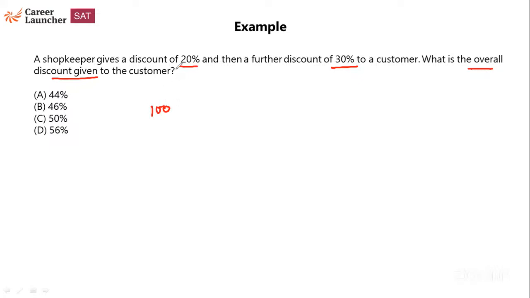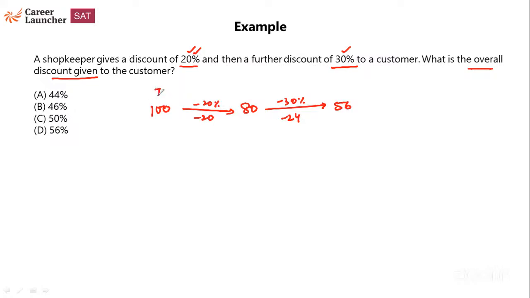So by giving a discount of 20%, what is 20% of 100? That is 20 rupees. 100 minus 20, that is 80. 80 is the price after a discount of 20%. Again, there is a discount of 30%. So 30% of 80, that is 24 rupees more subtracted, is a discount on 80 rupees. That means 80 minus 24, that is 56.